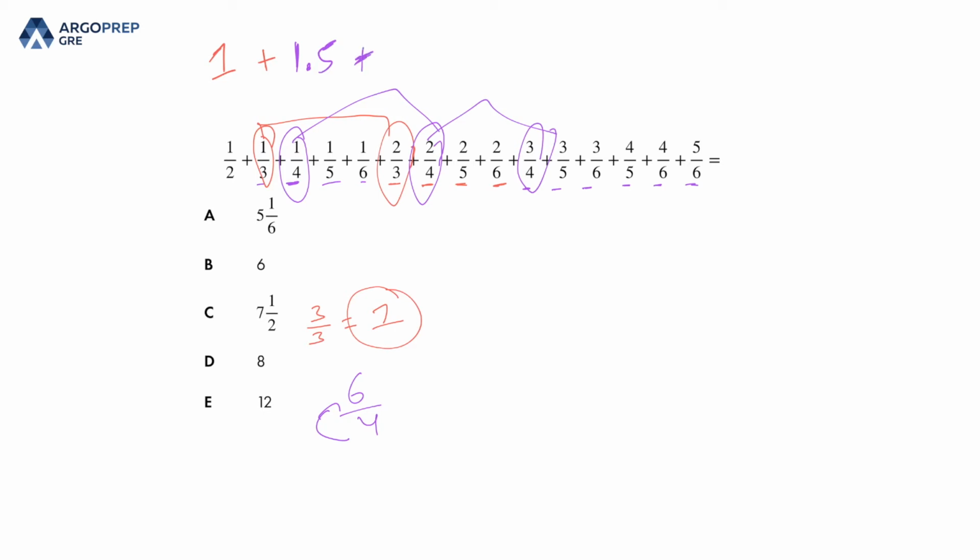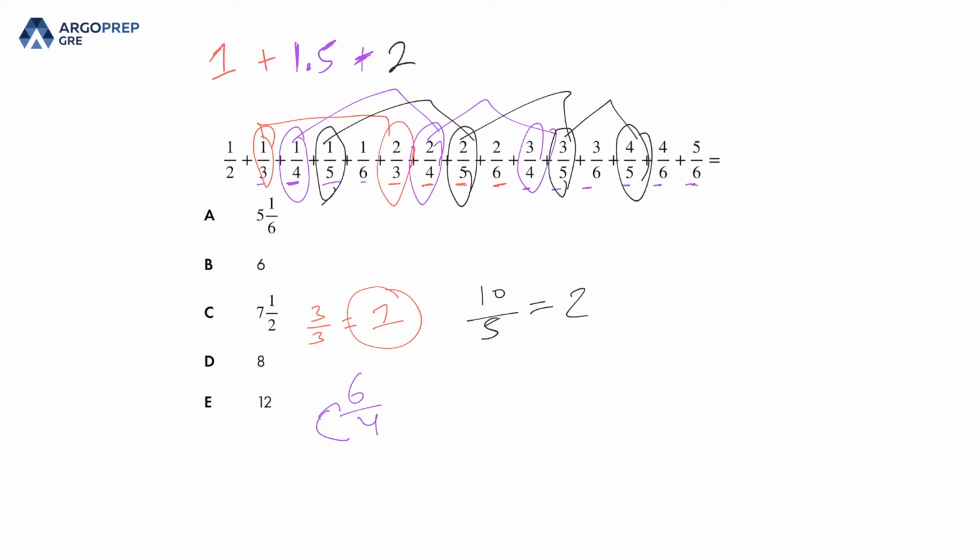Now let's do the 5's. So we have 1 over 5, 2 over 5, 3 over 5, and 4 over 5. Okay, fantastic. So 1 plus 2 is 3, 3 plus 3 is 6, and 6 plus 4 is 10, and 10 over 5 is just 2. Okay, cool. Now we can do the 6's. So we have 1/6, 2/6, 3/6, 4/6, 5/6. So 1 plus 2 is 3, 3 plus 3 is 6, 6 plus 4 is 10, and 10 plus 5 is 15. So that's going to be 15 over 6.